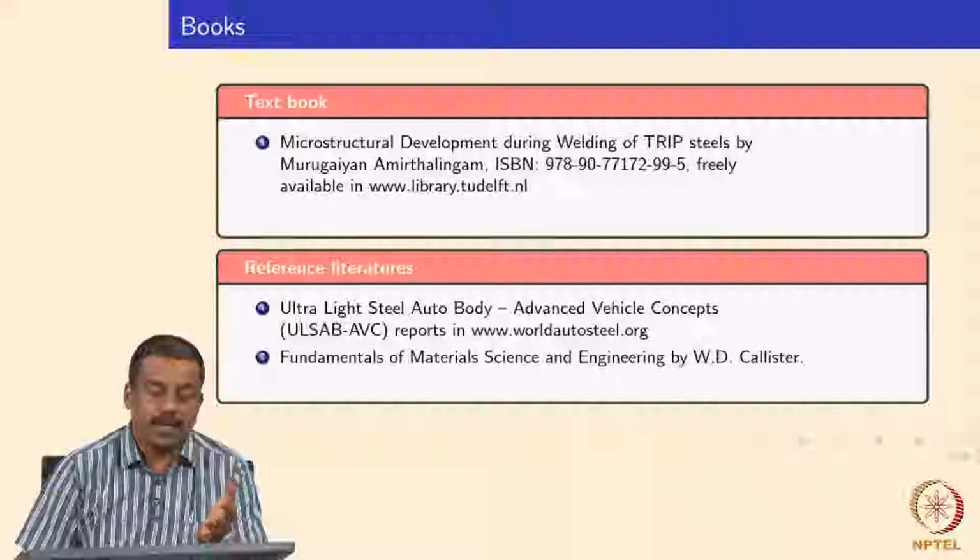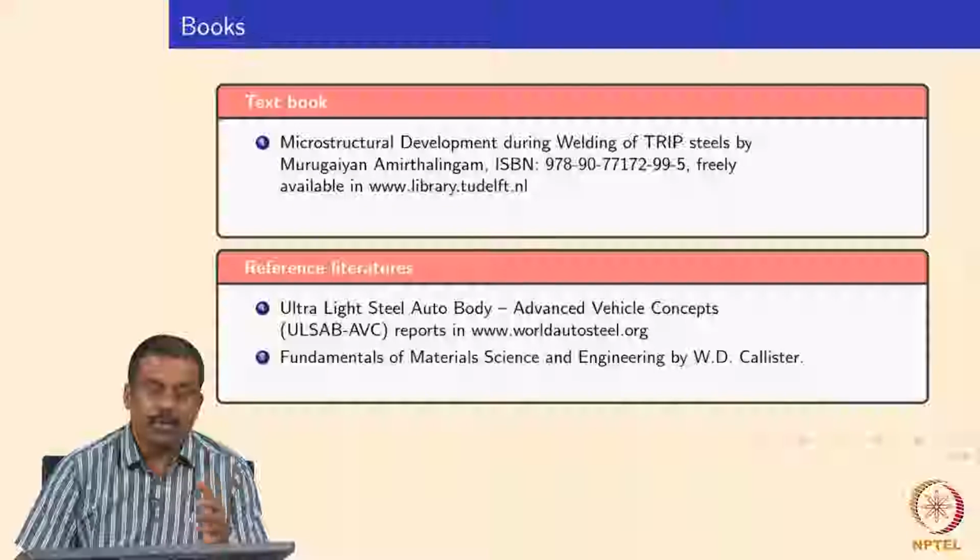Some of the literature I am going to use for these lectures is from the ULSAB documentation. So what is ULSAB? ULSAB is Ultralight Steel Auto Body, the advanced vehicle concepts. It is actually a body set up by the steel makers and automakers. You can download the various reports and materials I am going to refer to from the website www.worldautosteel.org. It's a very nice website, and you can learn a lot about the advanced high strength steels as well as their processing and applications.